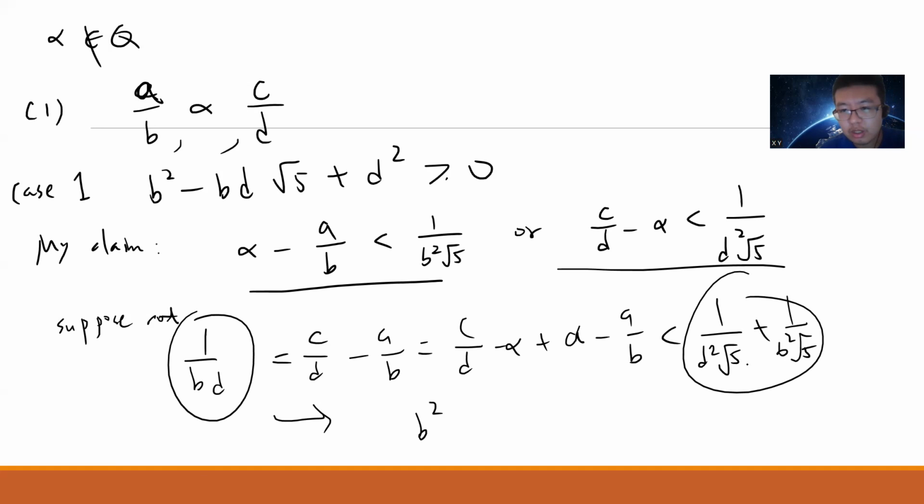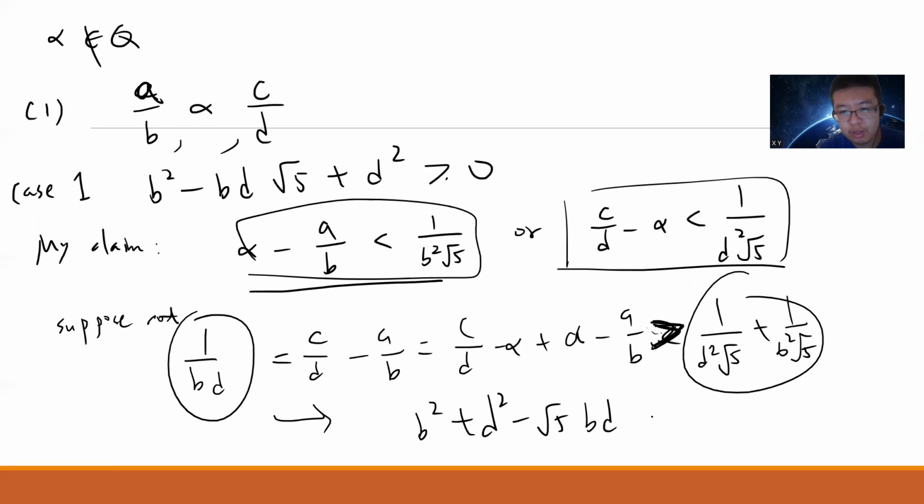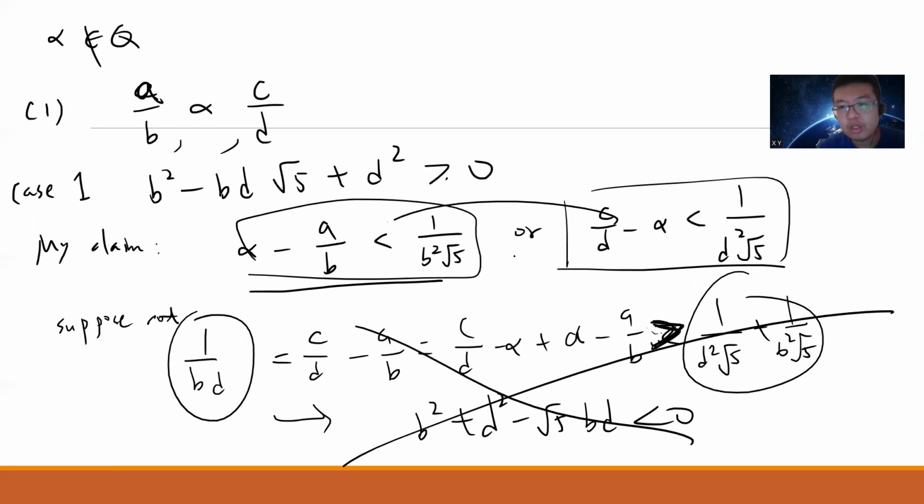Then you can get b² and d² minus √5 bd. Oh, sorry, because you assume that these two are both false, this should be greater than 0. Because I assume that these two are both false, so I can get this. But this contradicts our assumption, right? So this must be false, which means one of them must be true. So we finish the proof, because now I have proved that one of them must be true.